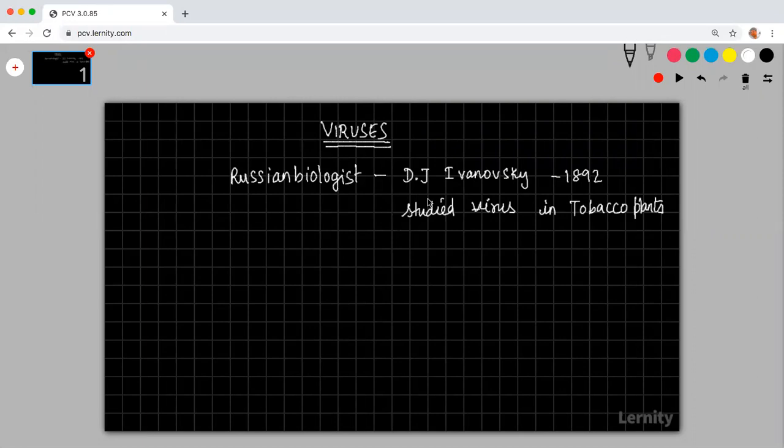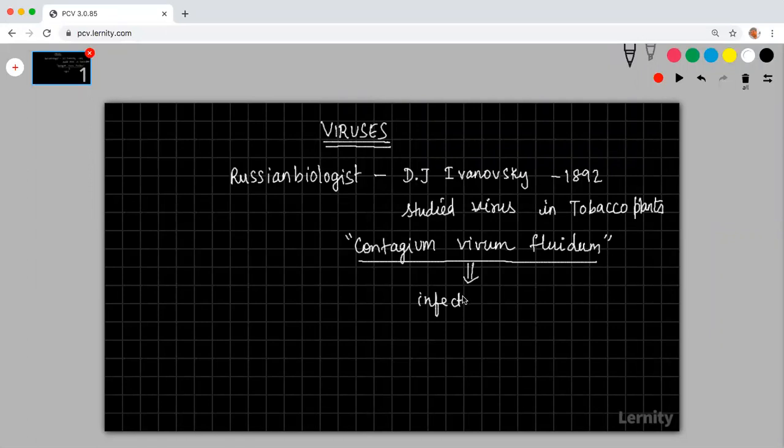this thing, virus. So what he was seeing was this tobacco plant was having a disease which is called tobacco mosaic disease. Whenever he extracted these plant leaves and made it into a fluid, and then put it on other healthy plants, he saw that the other healthy plants were also infected. Based on this, he called that fluid contagium vivum fluidum. So what did he call that particular thing? Contagium vivum fluidum. This means infectious living fluid.